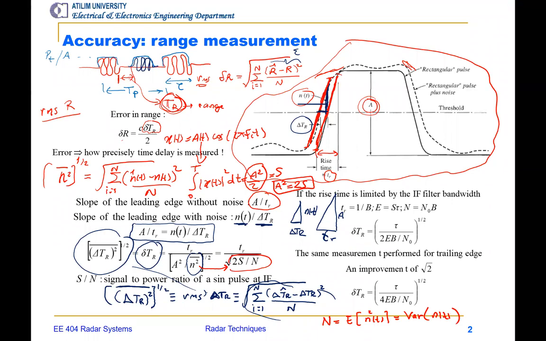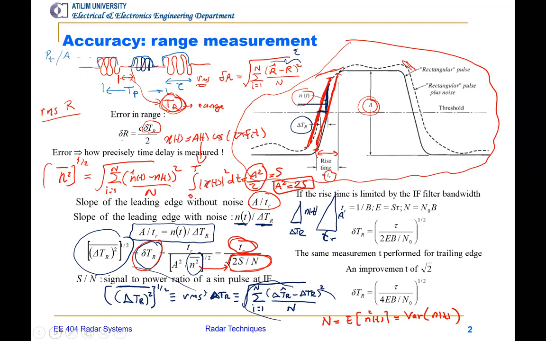Okay, so we can then use this and write the RMS error in terms of signal to noise ratio, which is quite an important parameter in radar systems. Then RMS error is dependent on the rise time and signal to noise ratio. If we increase the signal to noise ratio, the RMS error decreases. If we increase the rise time, the RMS error increases. Okay.